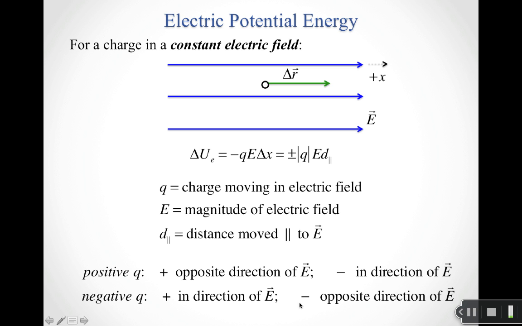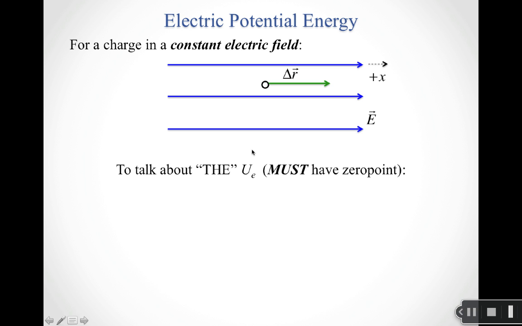The opposite works for a negative charge. So a negative charge moving in the direction of the electric field increases its potential energy. A negative charge moving opposite the direction of the electric field decreases its potential energy. So either way works. I will probably use this way in class, but again, it doesn't matter to me which way you choose to use.